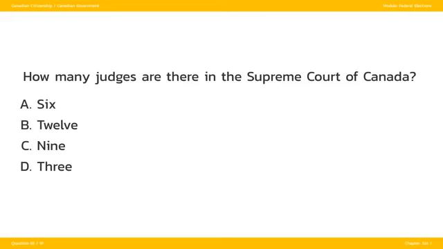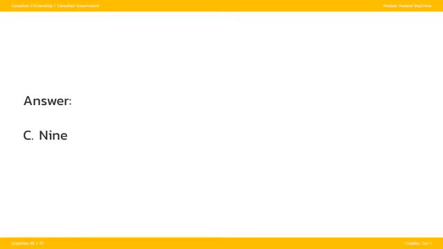How many judges are there in the Supreme Court of Canada? A. 6. B. 12. C. 9. D. 3. The answer is C. 9.